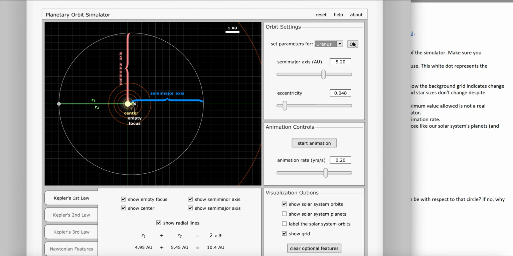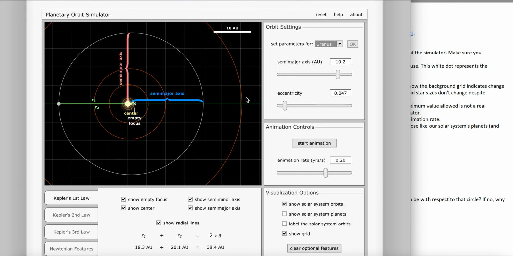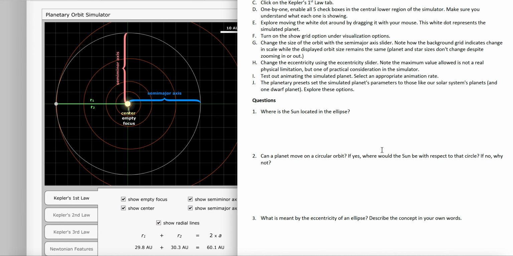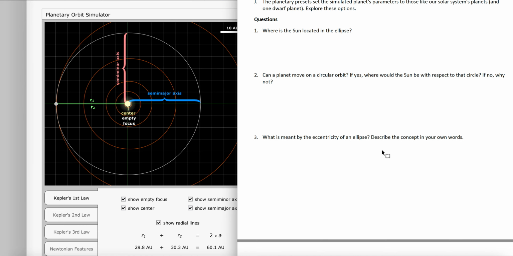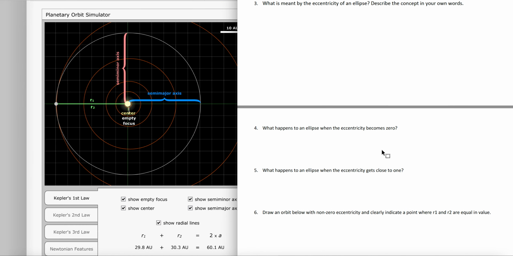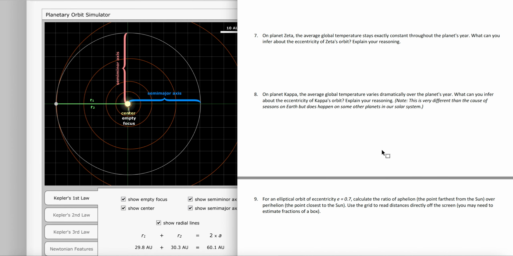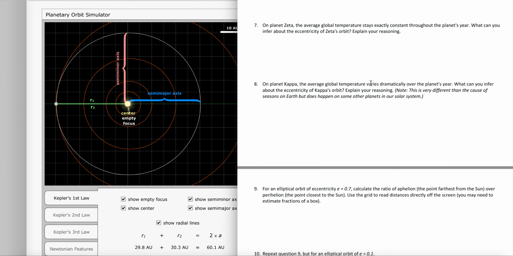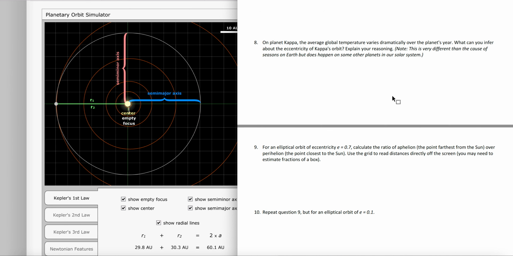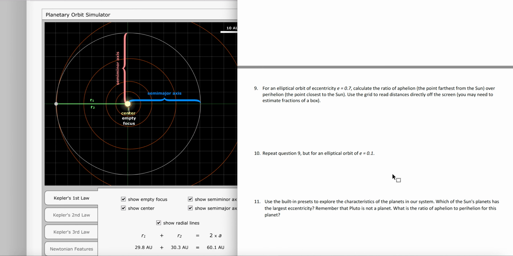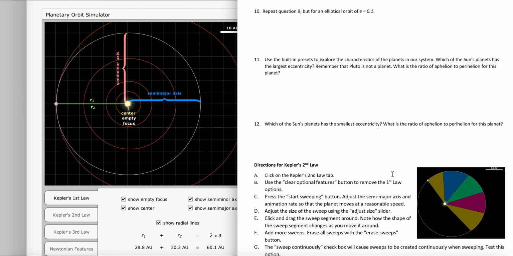Real defining characteristic of the solar system. We can zoom out more and look at Uranus, of course, all the way out to Neptune, and so on. Okay. And then there are some questions here about the elliptical orbit, all about the concepts of Kepler's first law, including some concept questions that you just need to reason out based on the information here. Okay, change the eccentricity, continue on.